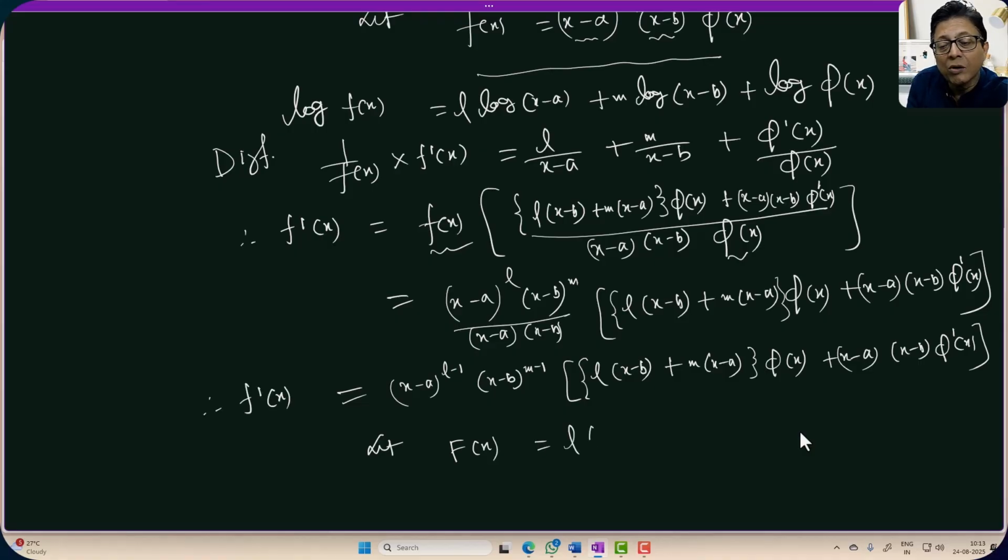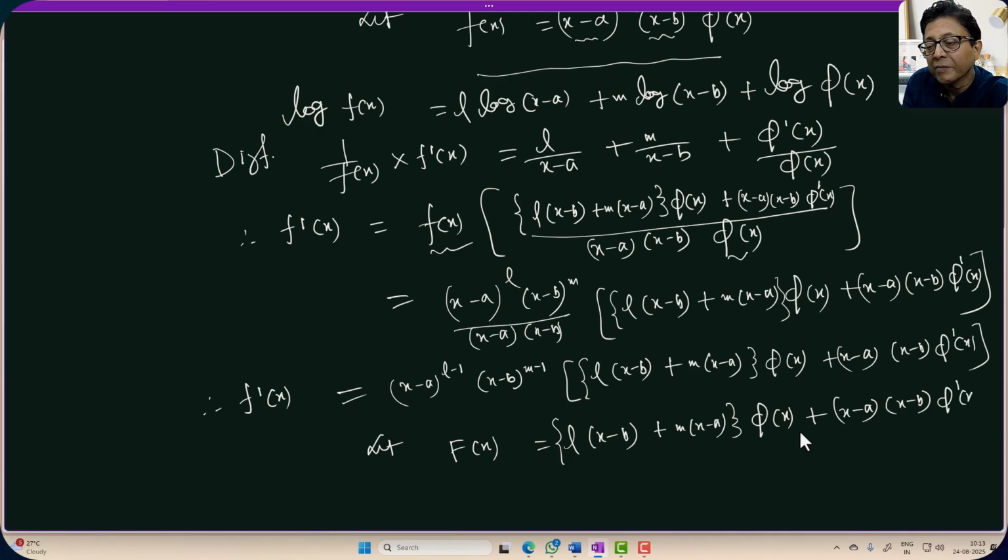You take fx equal to L x minus b, m x minus a into phi x plus x minus a, x minus b, phi dash x. Okay, this whole thing I have taken as fx. Fx is what? When f dash x is divided by x minus a to the power L minus 1, x minus b to the power m minus 1, then we have this one as quotient.